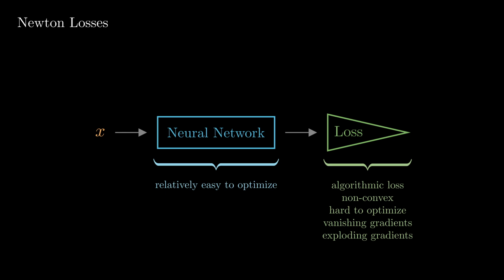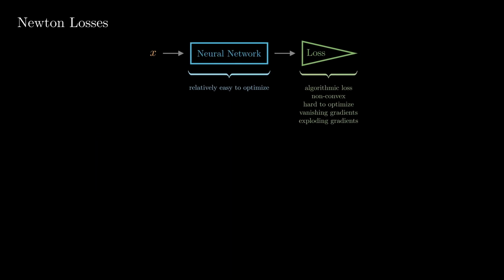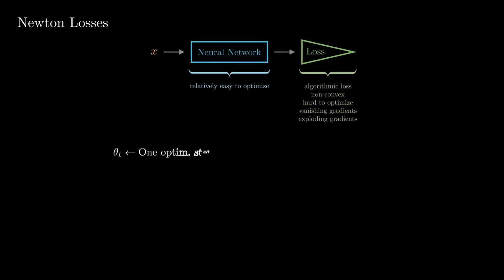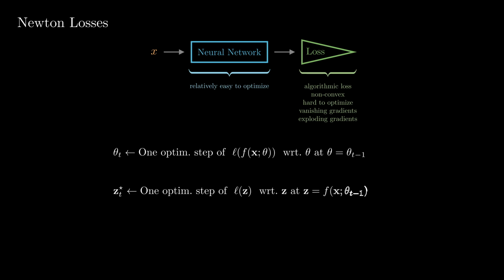Thus, we consider splitting between the neural network and the loss. Conventionally, one optimizes the neural network parameters theta, one optimization step at a time, computing the gradients with respect to the loss L. Instead, we conceptually propose splitting the step into two steps. First, we use an optimization step on the neural network outputs, that is, on the loss inputs. We call the result of the step Z star.